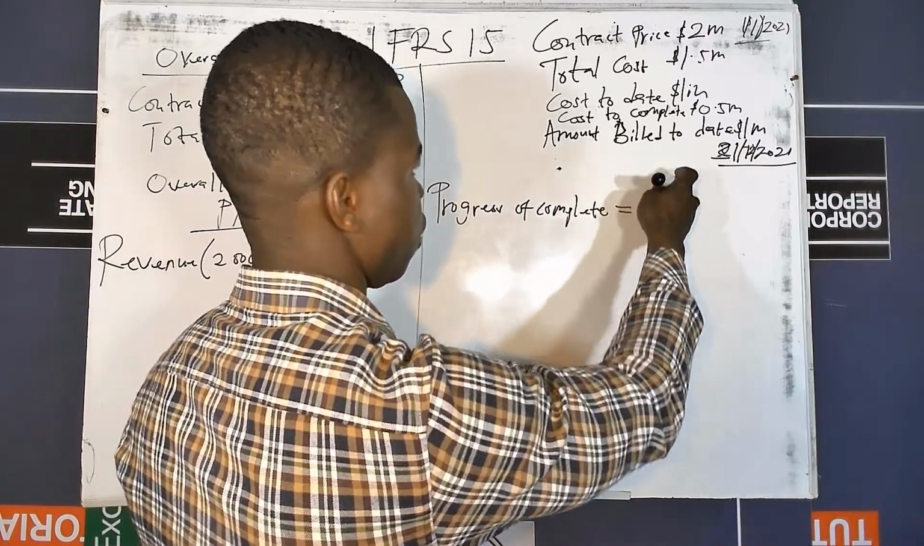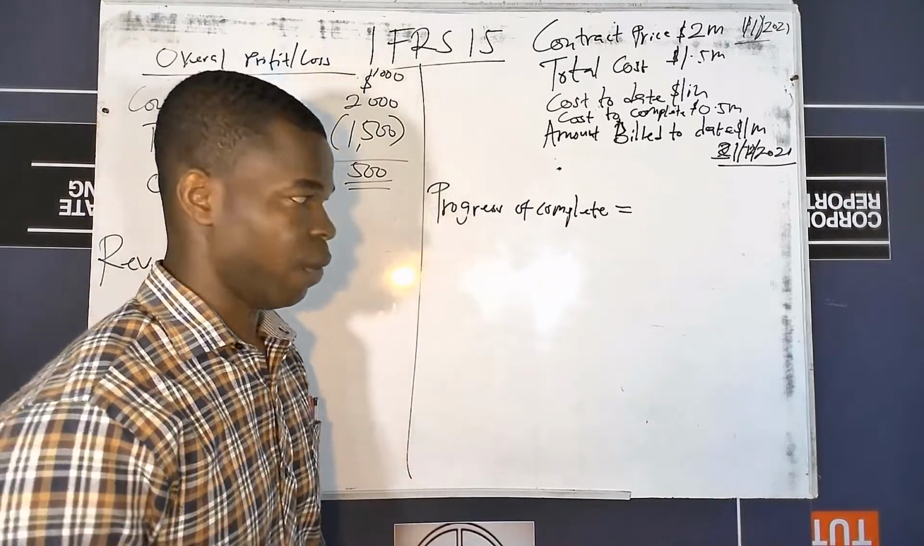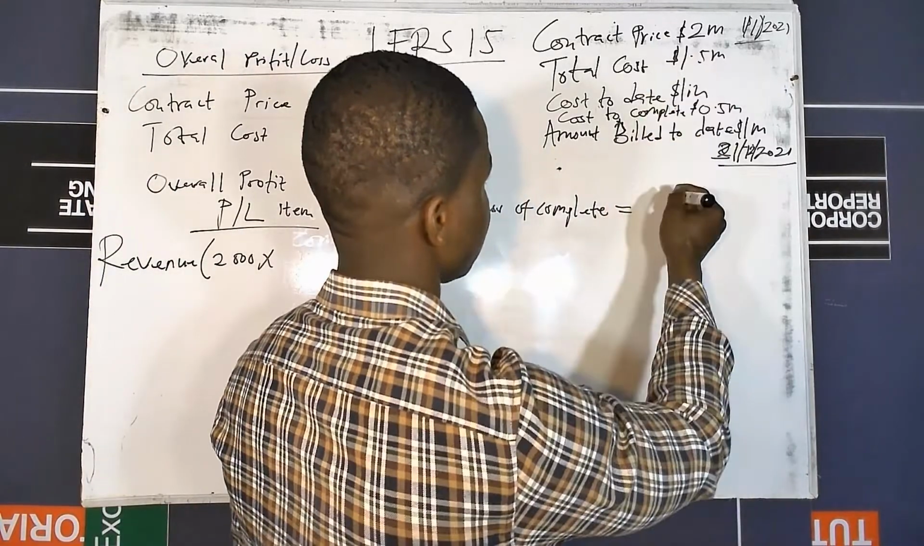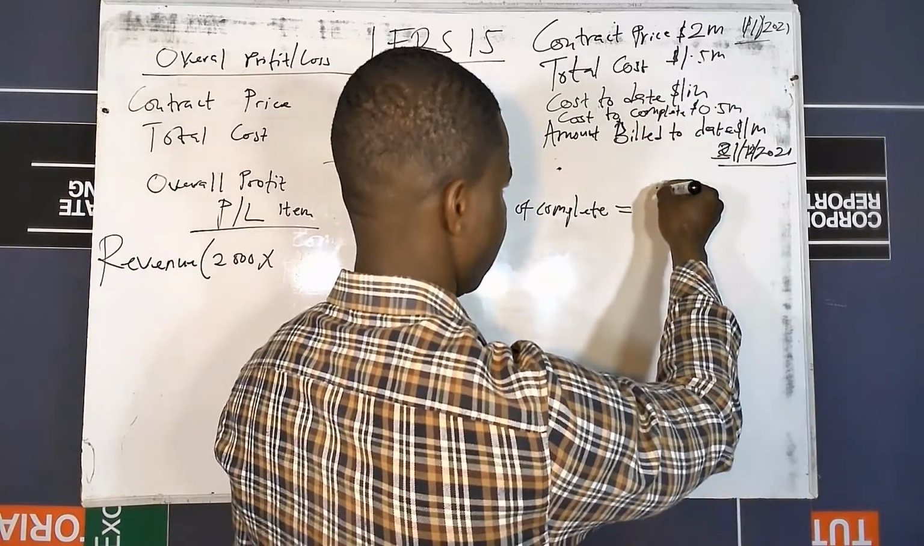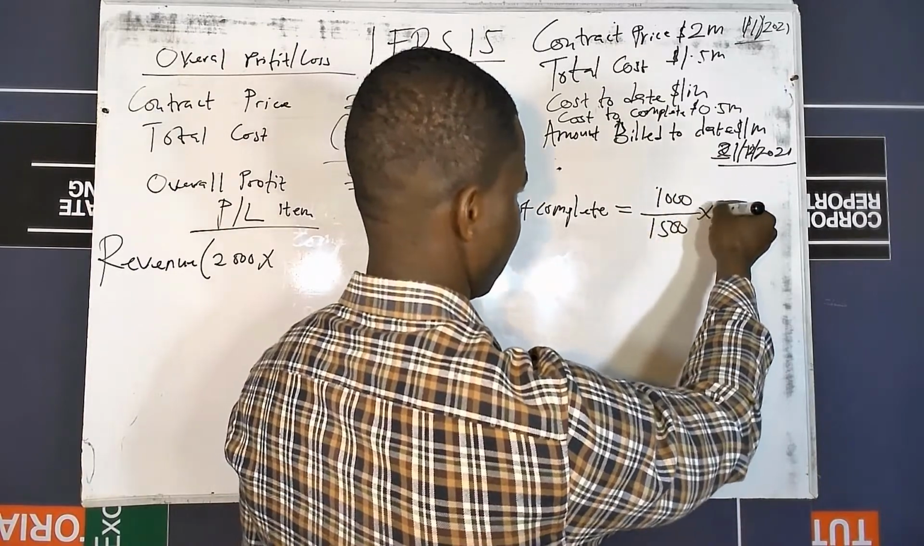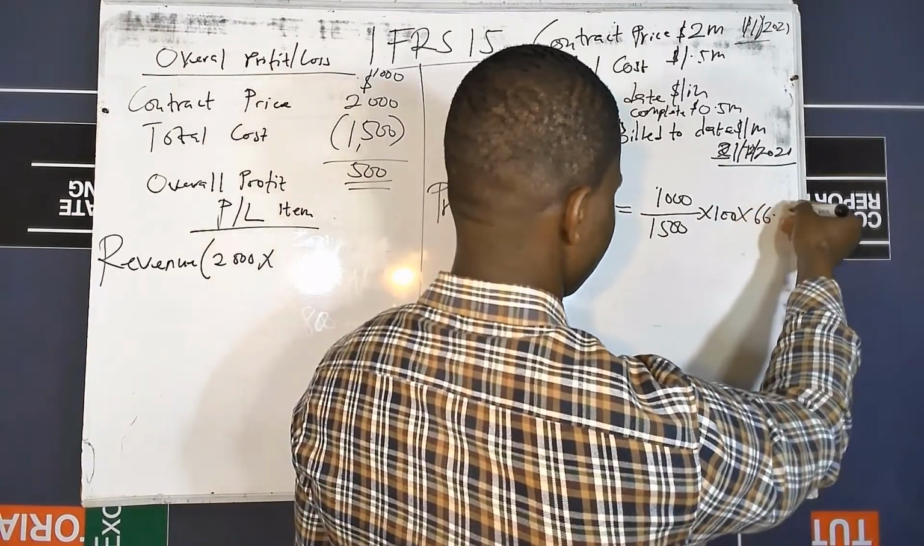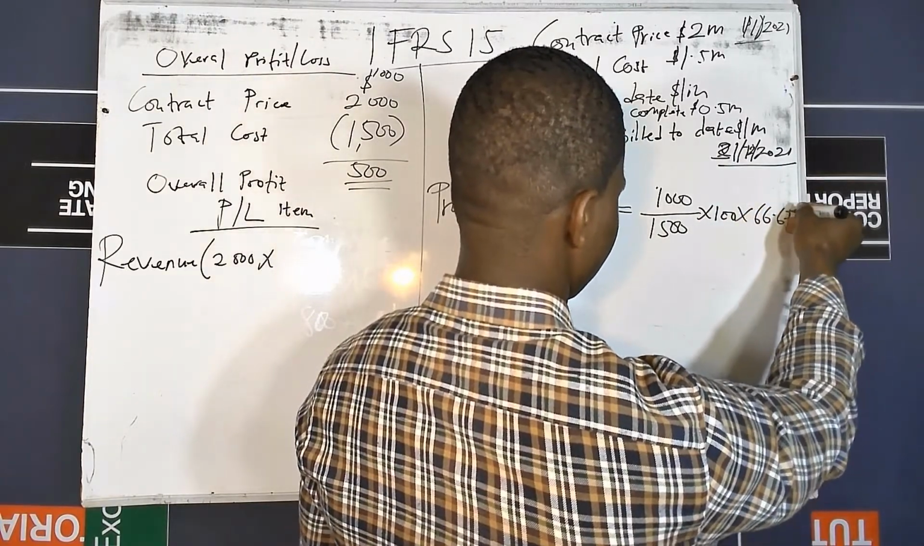Remember that it's going to be your cost to date divided by the total cost multiplied by 100. So here your cost to date is 1 million. So that's going to be 1,000 divided by 1,500 multiplied by 100. And this is basically going to give us 66.67%.